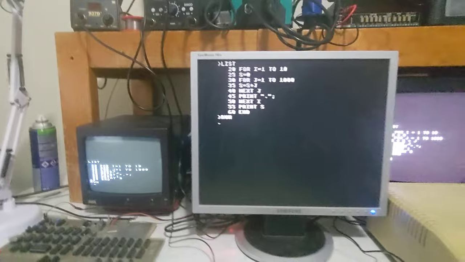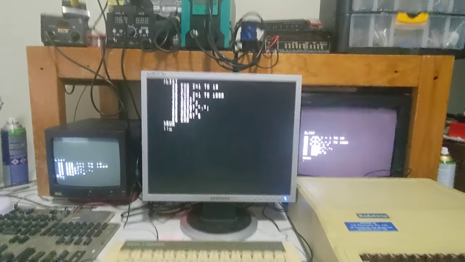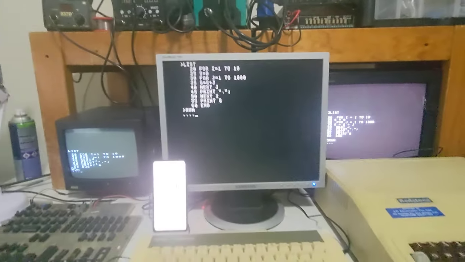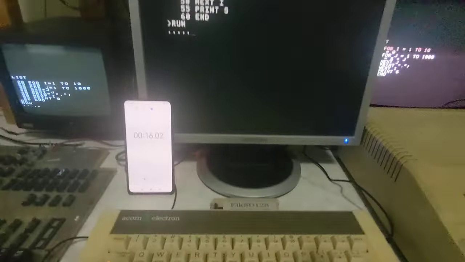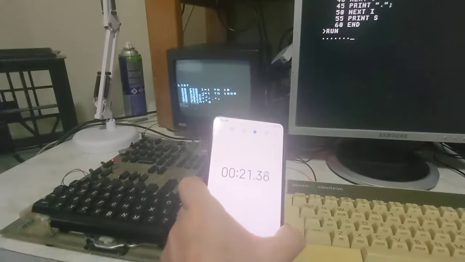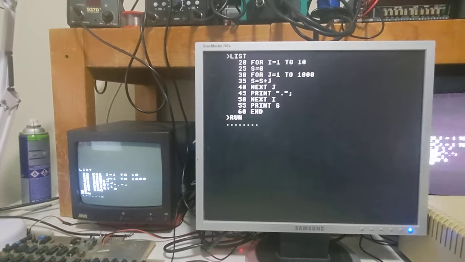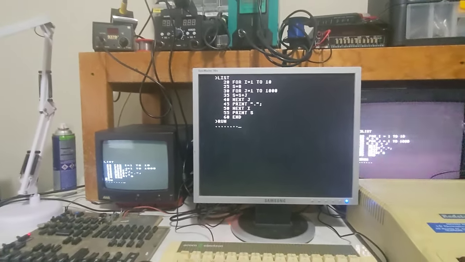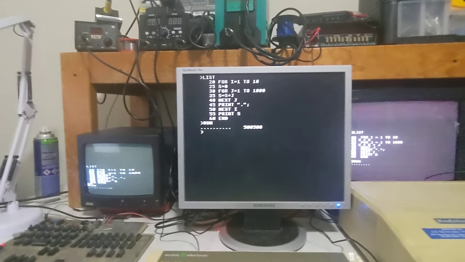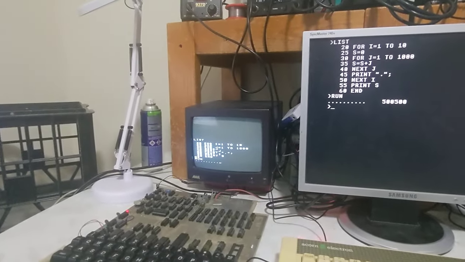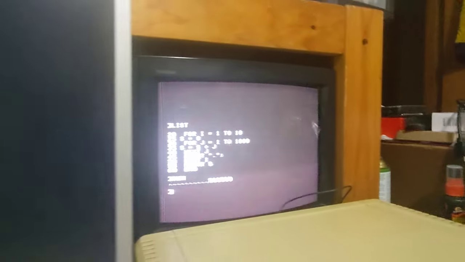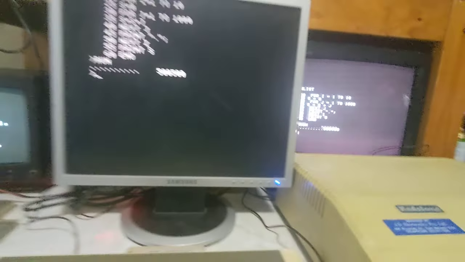Okay, at the moment it's neck and neck. Okay, and 14 seconds. Okay, 21 seconds. Okay, that's the Electron. Okay, and I think the Superboard is, yes, there's the Superboard. Okay, and there we go, and there's the Apple II.